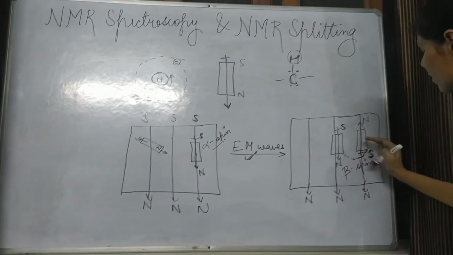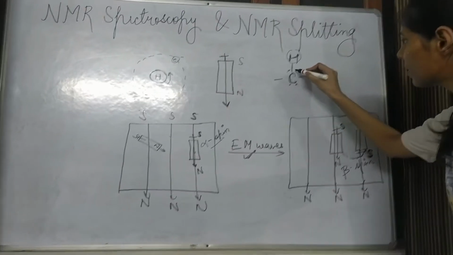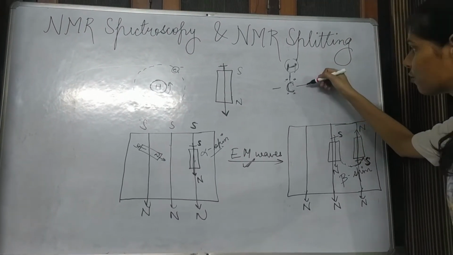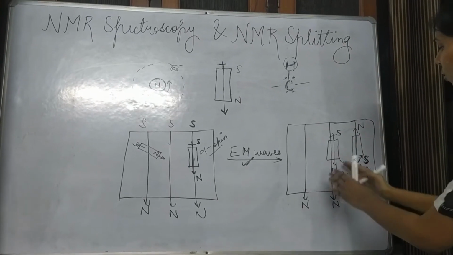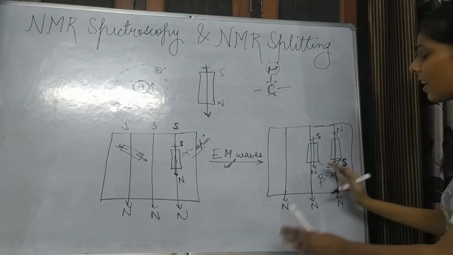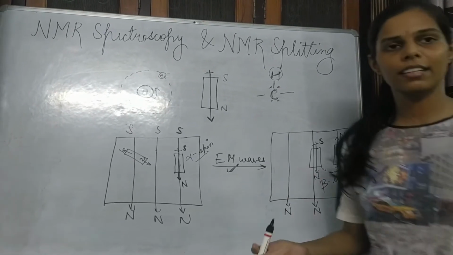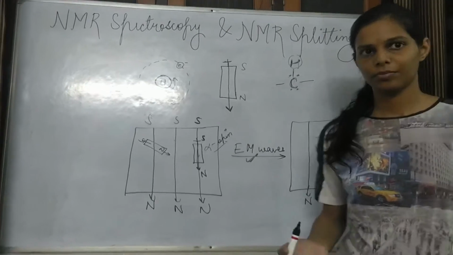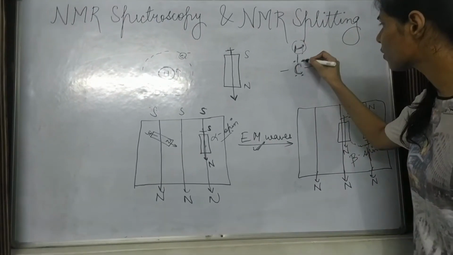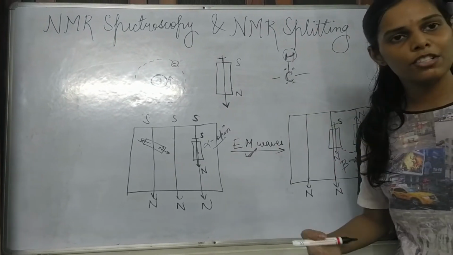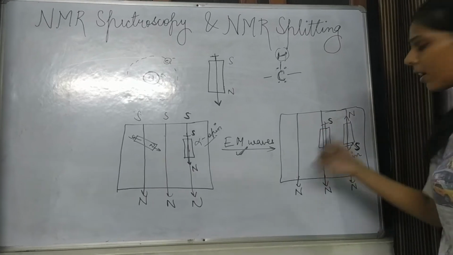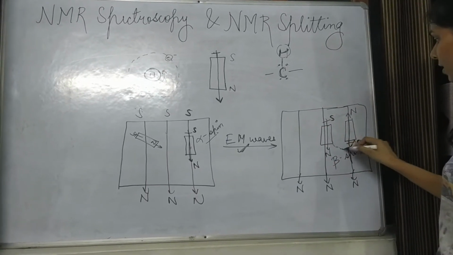So if there are more electrons adjacent to or near the hydrogen, we need more energy to spin it. For the beta spin, we need more energy. So this extent of spinning is used by NMR spectroscopy. If there are fewer electrons near this hydrogen, less energy will be used for this beta spin, and if there are more electrons, more energy will be used for this beta spin.